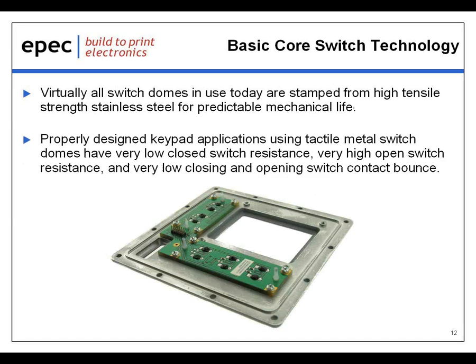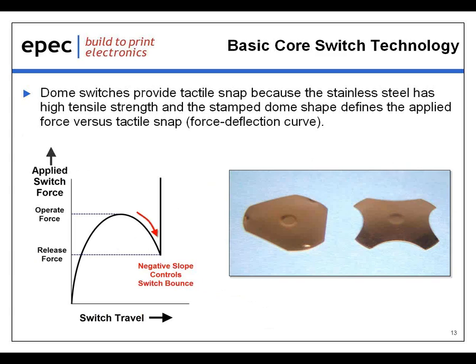Virtually all switch domes in use today are stamped from high tensile strength stainless steel alloy for predictable mechanical life. Properly designed keypad applications using tactile metal dome switches have very low closed switch resistance and very high open switch resistance and very low closing and opening switch contact bounce. Dome switches provide tactile snap because the stainless steel has high tensile strength, and the stamped dome shape defines the applied force versus tactile snap or force deflection curve for dome switches.